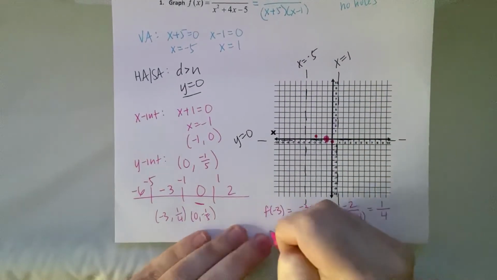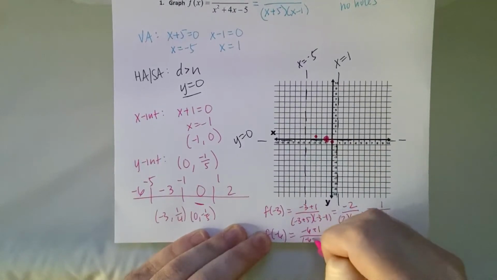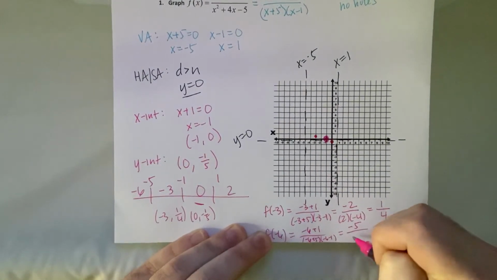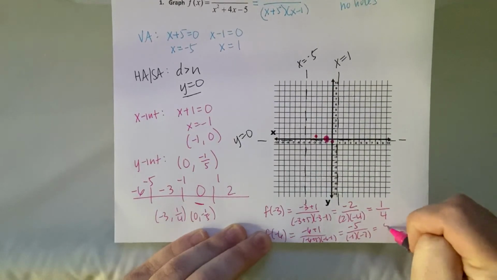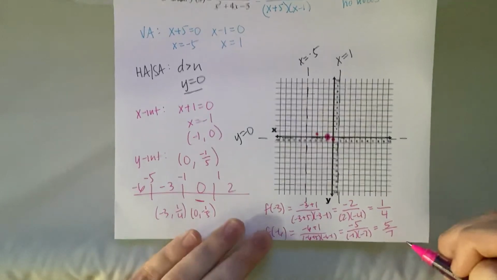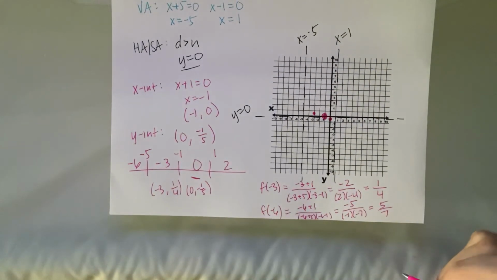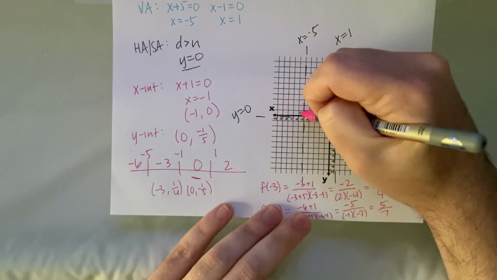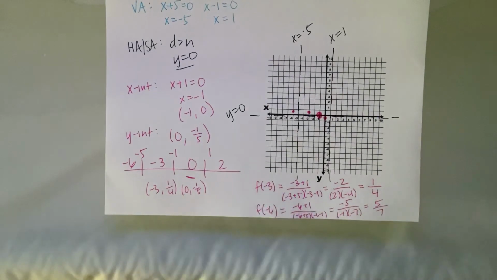Let's plug in -6. So -6 plus 1 over -6 plus 5 and -6 minus 1. It's -5 over -1 times -7, which is 5/7. So we have -6, 5/7, which is a positive number. And we will continue this in the next video.